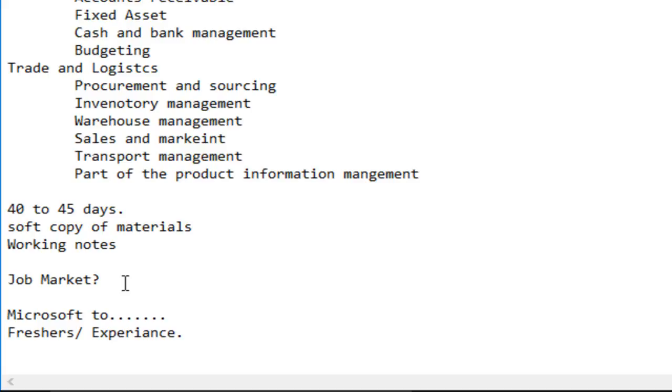So on the whole, I could say that jobs are available for freshers, and jobs are available for experienced candidates. For freshers, conditions apply. You have to work in a small company and you may start with a lower salary. But for experienced candidates, there are a lot of options.